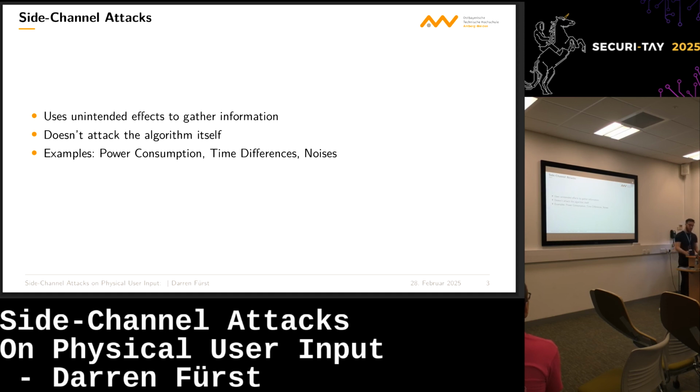So a side channel attack itself uses unintended effects to gather information, and it doesn't attack the algorithm or the process itself. Examples for this are power consumption measurement and time differences. A very simple one is user enumeration in a web server. If you give it a username and it replies way faster, denying that this exists, whether you give it a password or not, then you know that this user might exist. So this is a side channel that doesn't actually break the algorithm. It's just the time that you measure, or of course noises, which I will go into later.